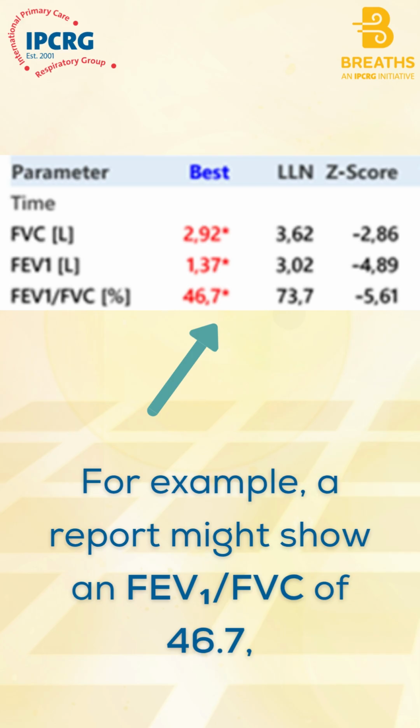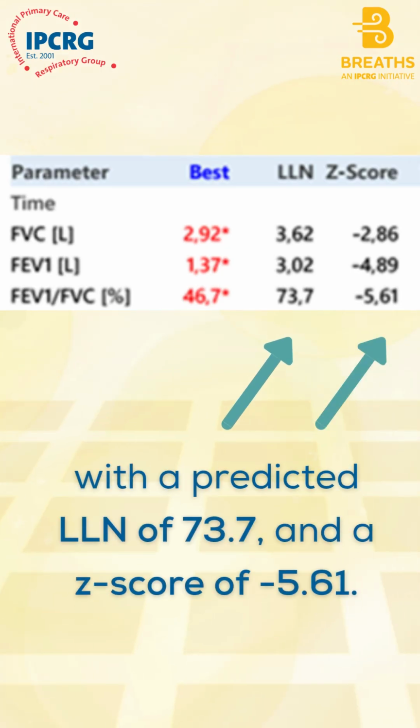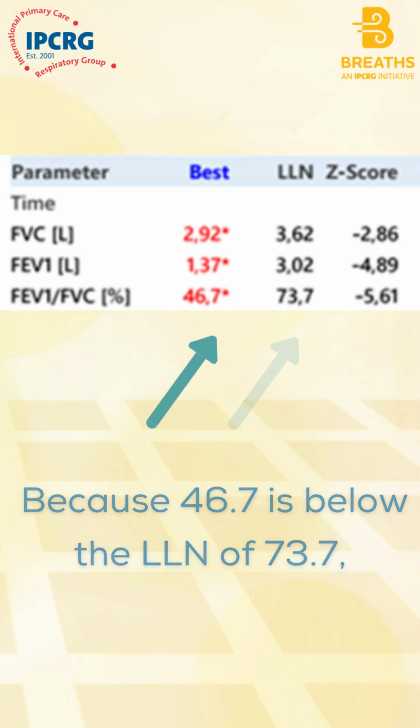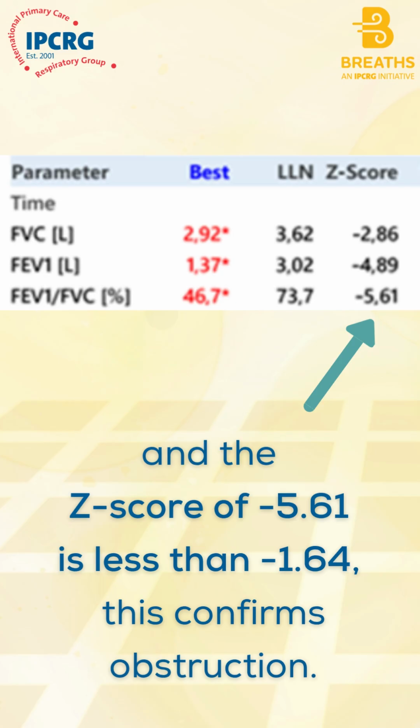For example, a report might show an FEV₁/FVC ratio of 46.7, with a predicted LLN of 73.7 and a Z-score of -5.61. Because 46.7 is below the LLN of 73.7, and the Z-score of -5.61 is less than -1.64, this confirms obstruction.